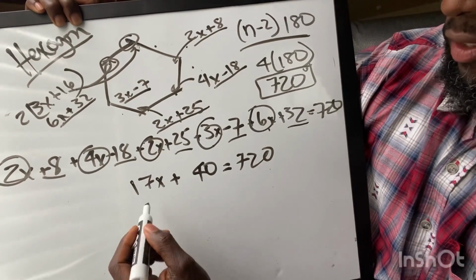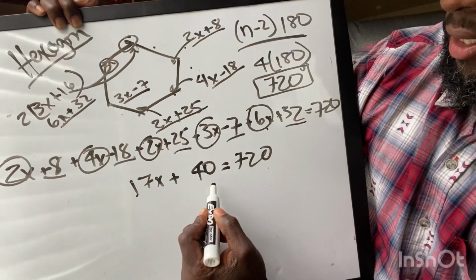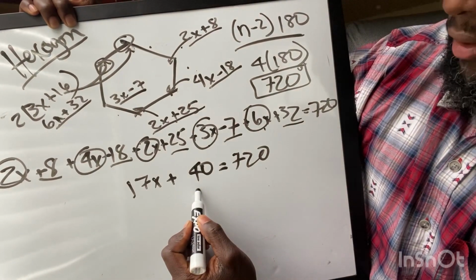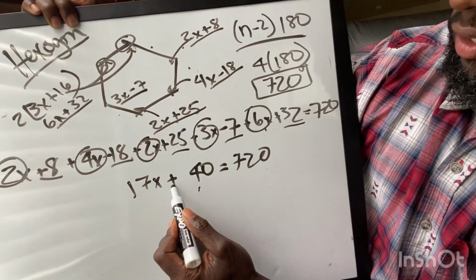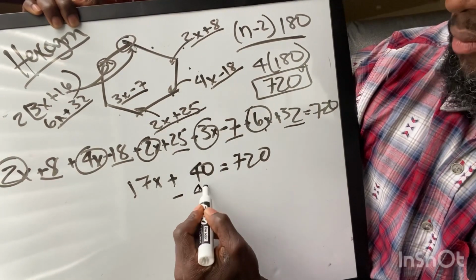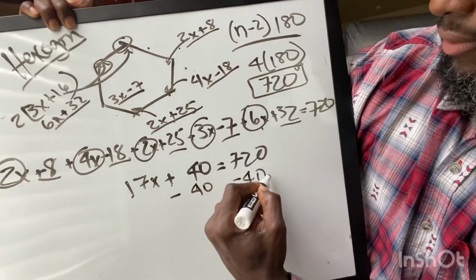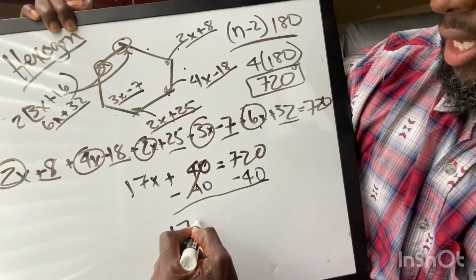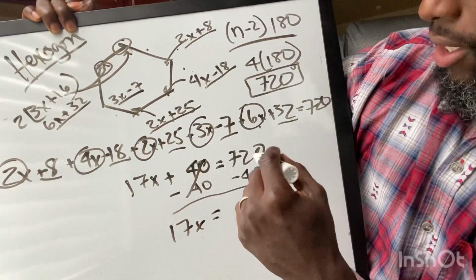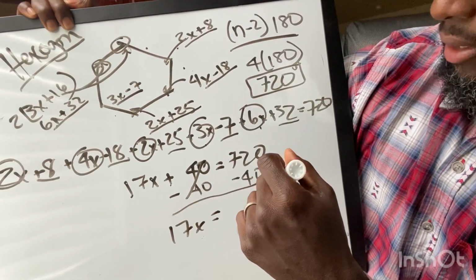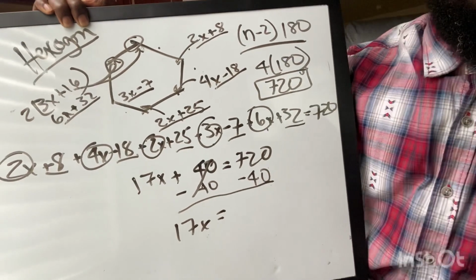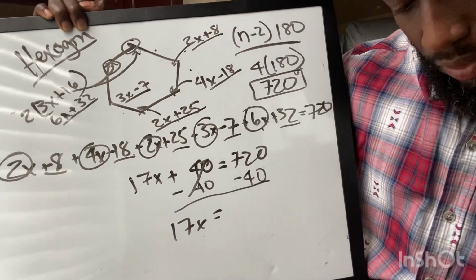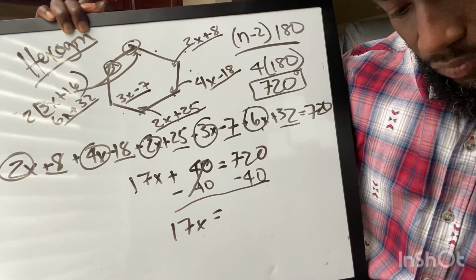First things first, isolate. We're going to use the inverse operation. The inverse operation of plus is minus. So minus 40. 17x comes down, 40's cancel out. So 17x is going to equal 720 minus 40, which is, I think, 680. Let's double check, because we can't make a mistake since I'm telling you how to do this stuff. 720 minus 40.